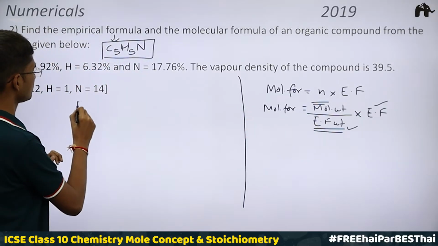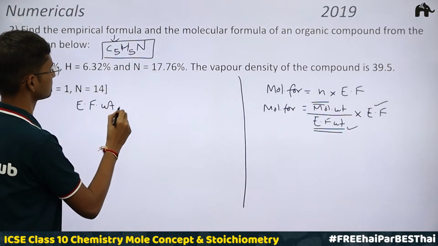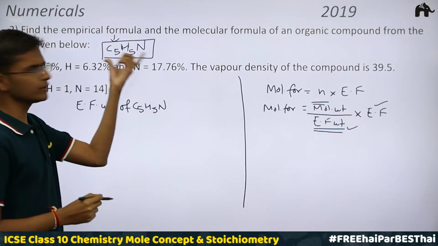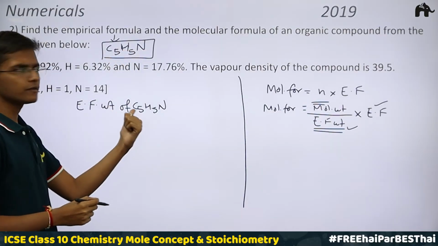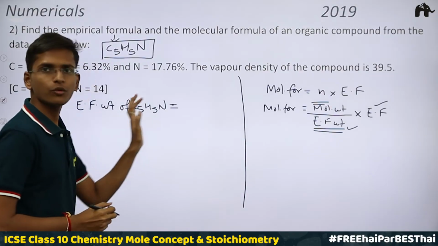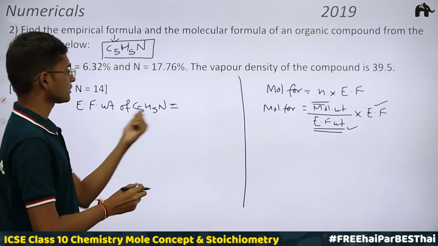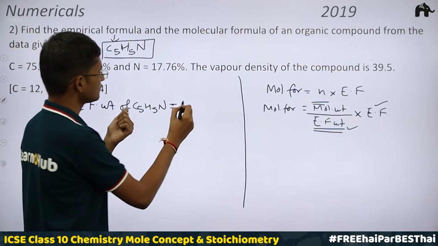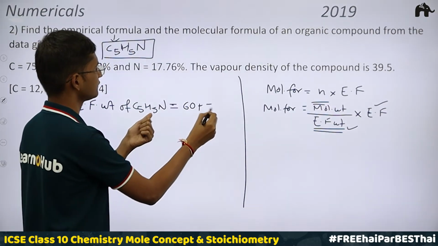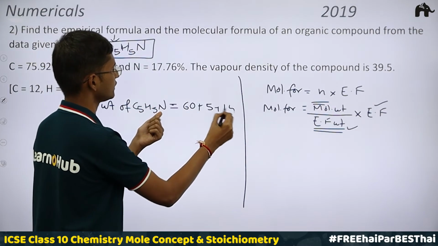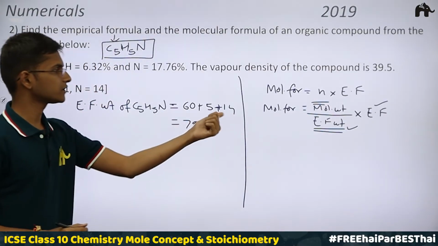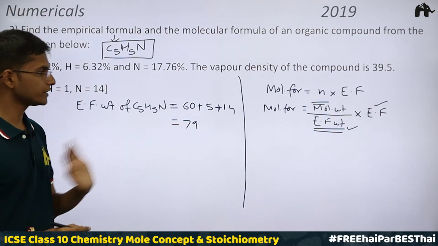Empirical formula weight of C5H5N. We are having the empirical formula, so with the help of empirical formula, we are going to find the empirical formula weight, simply the same way as we find the molecular weight from molecular formula. So C5H5N: 12 fives are 60. I'm not wasting time, I'm directly solving it. 5 plus 14, the total would be 79. 70, 74, 74 plus 5, 79.